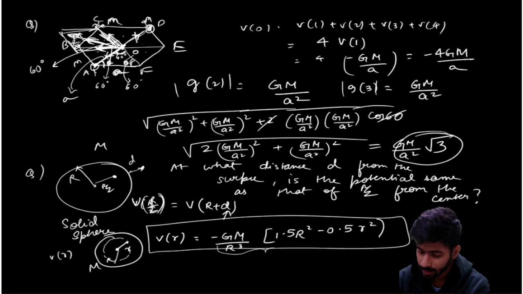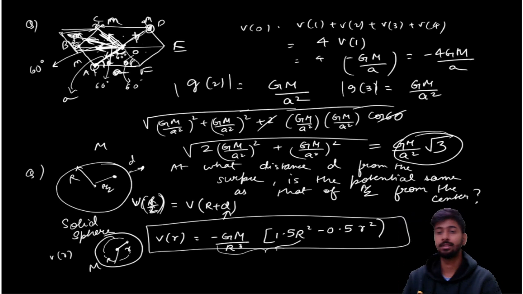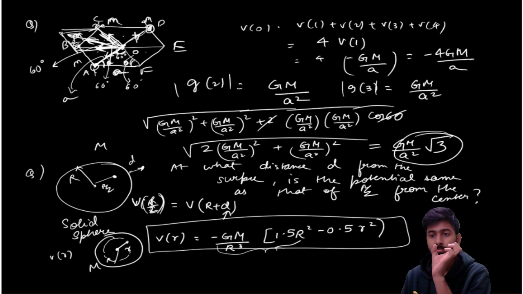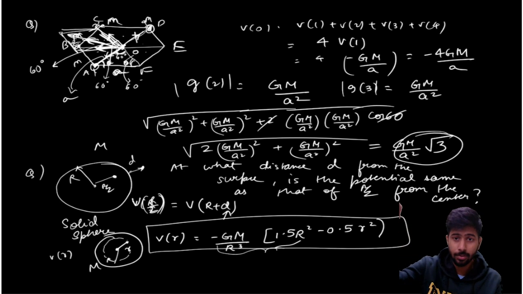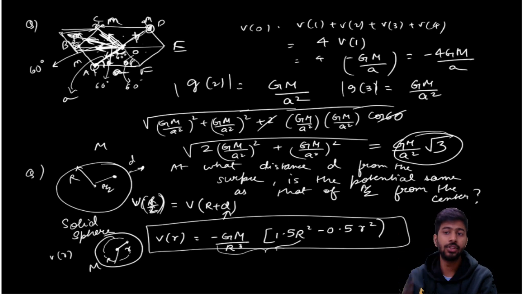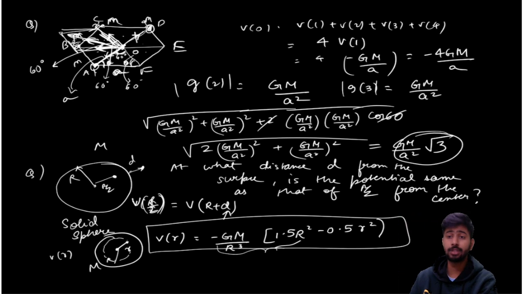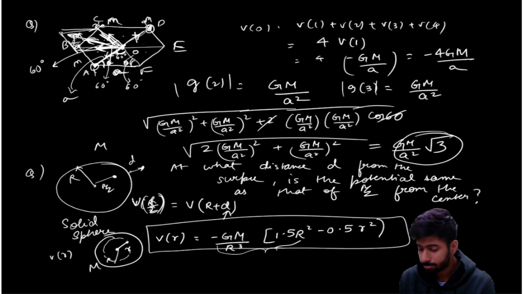V at a distance small r is nothing but minus GM by R cube into 1.5 R square minus 0.5 small r square. So if the radius of the sphere is R, if its mass is M, then this is the formula at a distance small r from the center, right? Derive it using the method that I told you. It's not difficult actually. When you calculate the work done to bring 1 kg mass from infinity to the surface and then from surface to inside, when you sum them up for 1 kg mass and ensuring that you do it very, very slowly with an external force, this is what you'll get, right? And that is what I told you to derive. So I would leave you with this formula and then derive it yourself.